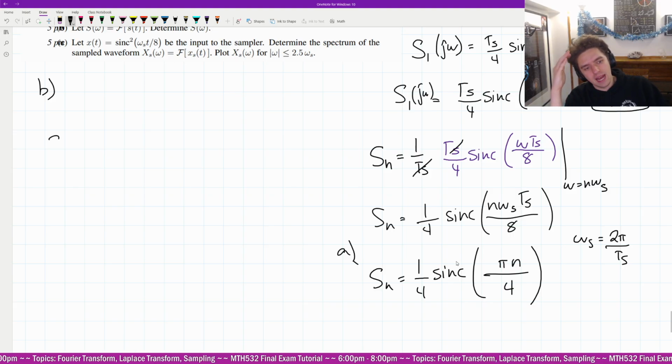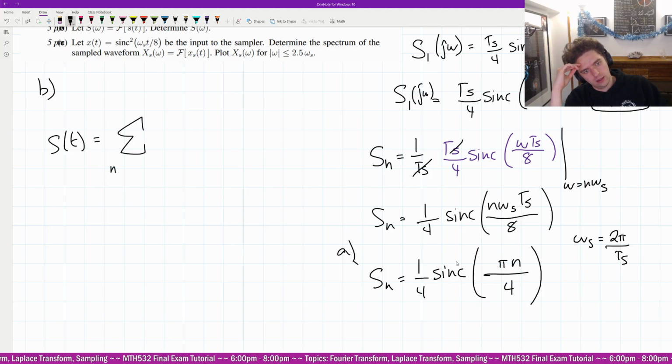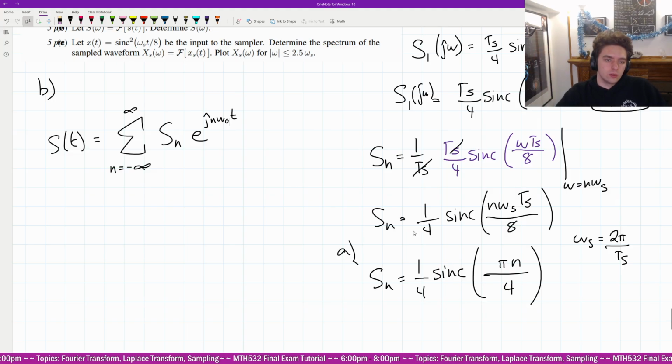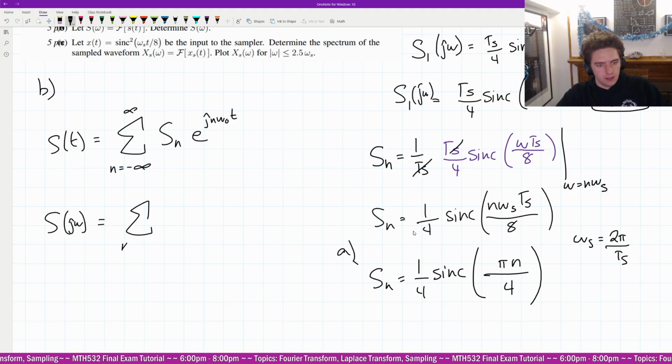Sure. So we know that S of t can be written as a Fourier series, right? The sum over N from negative infinity to infinity of Sn e to the j N omega naught t. That's it. So let's find the Fourier transform of this, S of j omega. It's still going to be a sum because it's linear, N from negative infinity to infinity. Sn is just a constant. So what is the transform of e to the j N omega naught t?